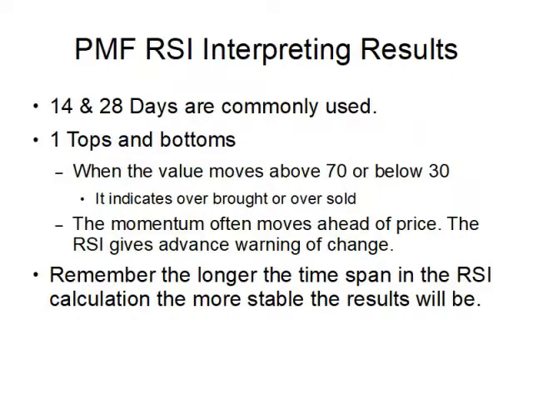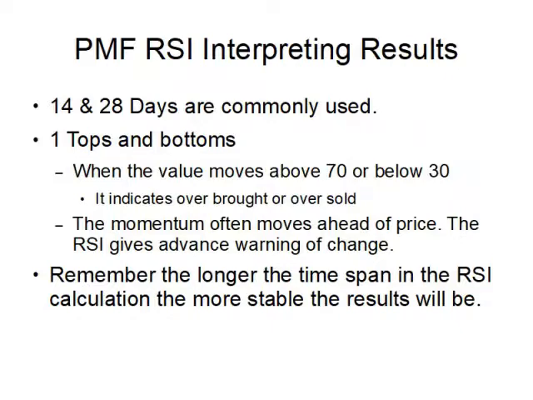But you got tops and bottoms. That's when the value moves above 70 or 30 below. It indicates overbought, oversold, which I've also done a separate clip on, and also on momentum. The momentum often moves ahead of the price. That's quite key. And again, I've done another clip.